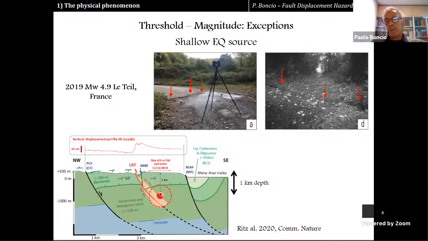For example, the depth of the source. This is the magnitude 4.9 Lethe earthquake in France, which produced surface faulting of several centimeters, and the nucleation was very shallow, about 1 kilometer deep.